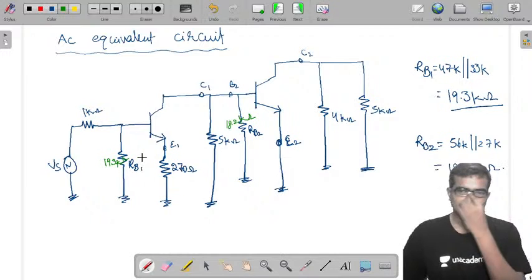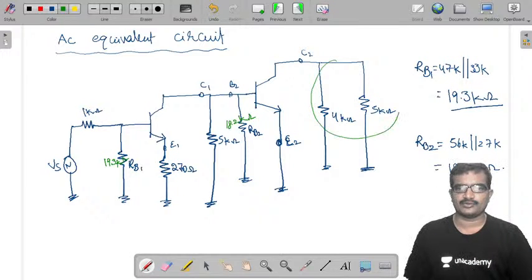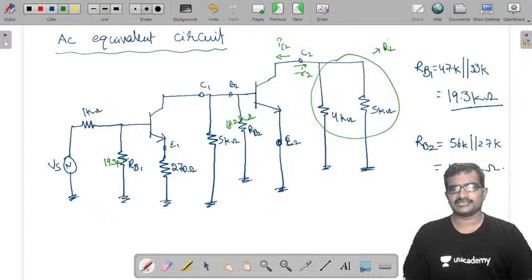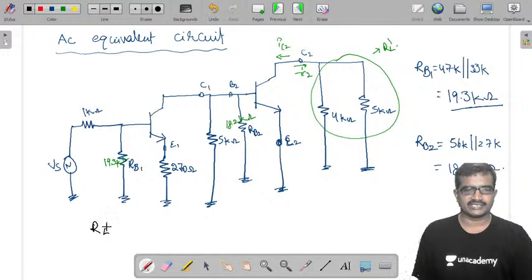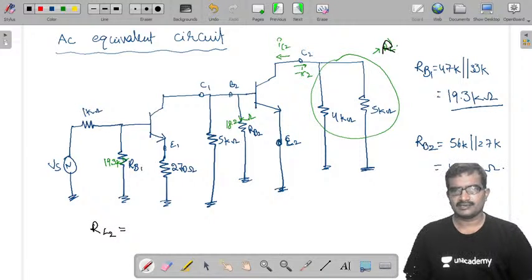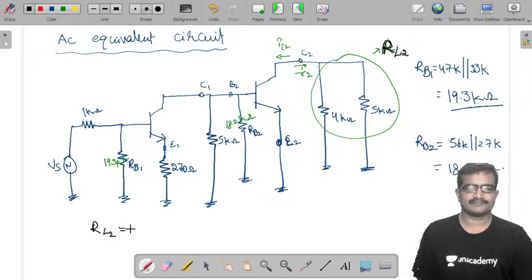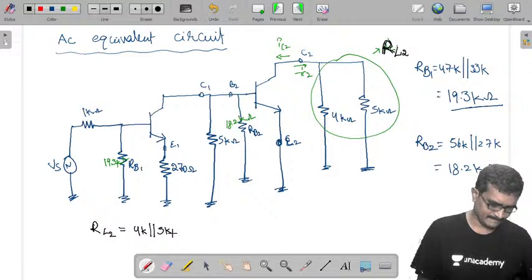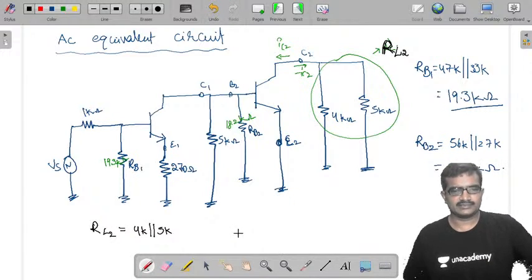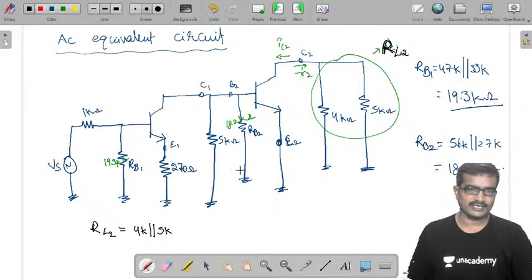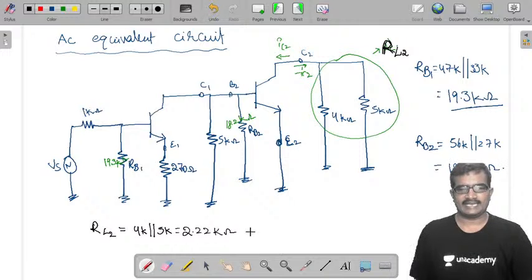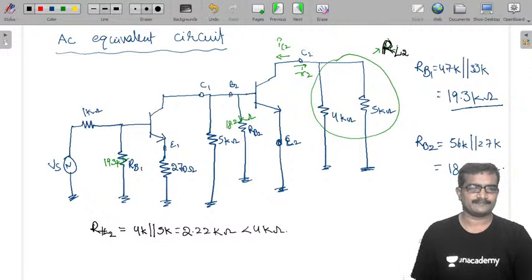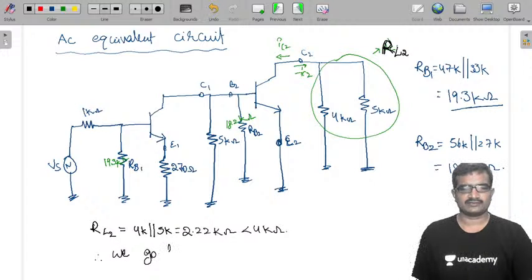Okay, now first we need to calculate load RL2 dash, because it is IC2 minus IC2. This is RL2 dash. Now RL2 is the second stage load RL2, which is 4K parallel with 5K. That is 20 divided by 9, 2.2K, and it is less than 4 kilo ohms. Then we go for approximate model. Therefore we go for approximate model.